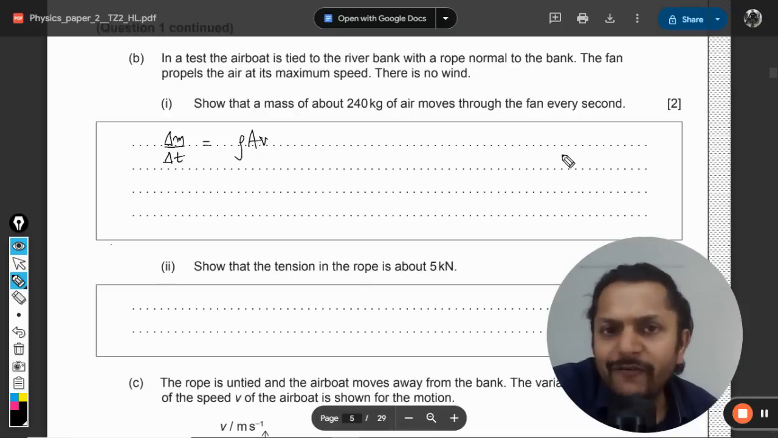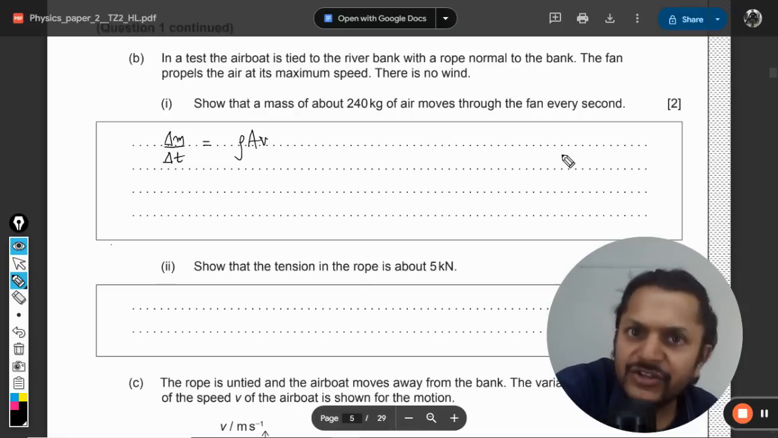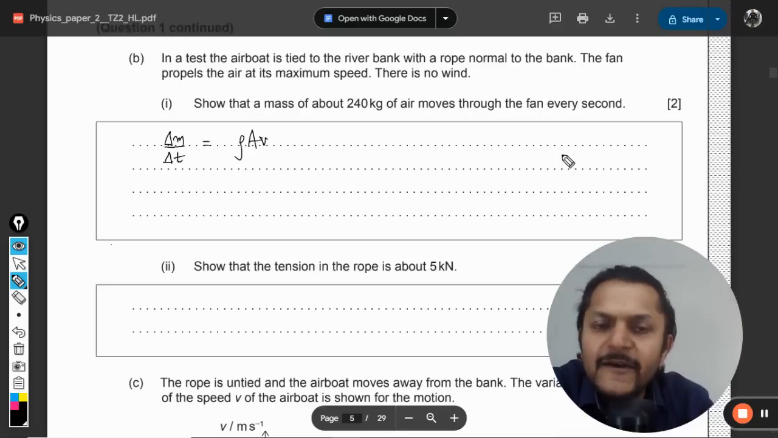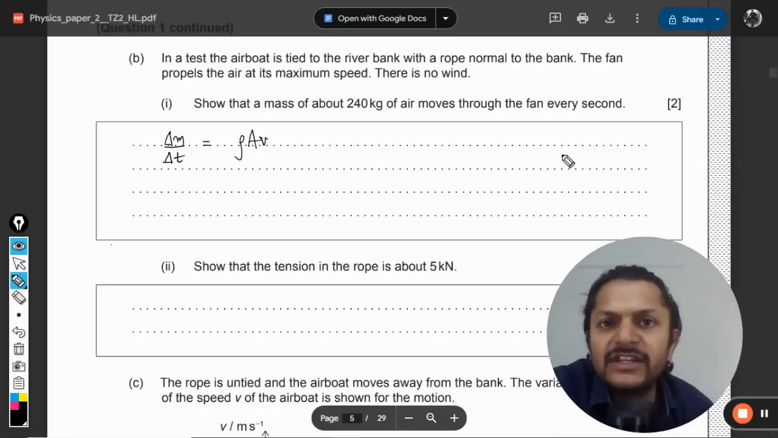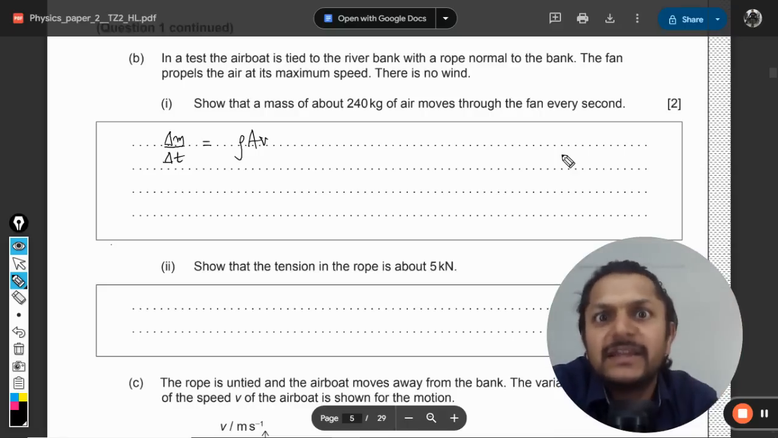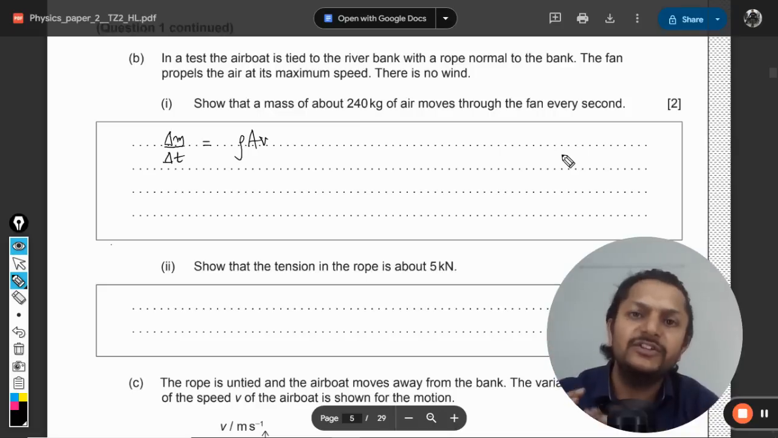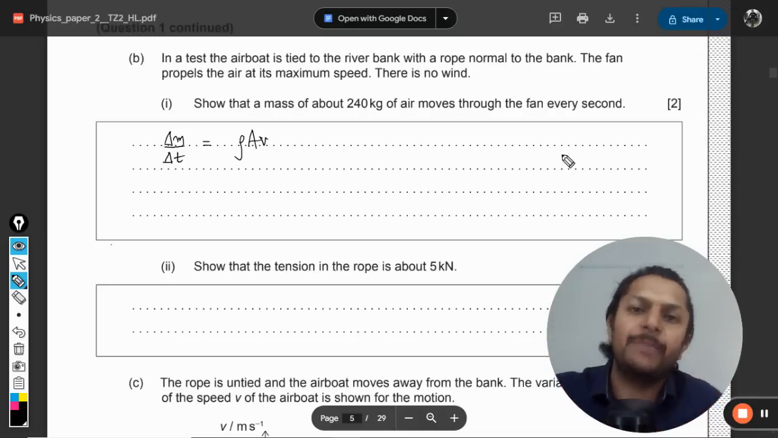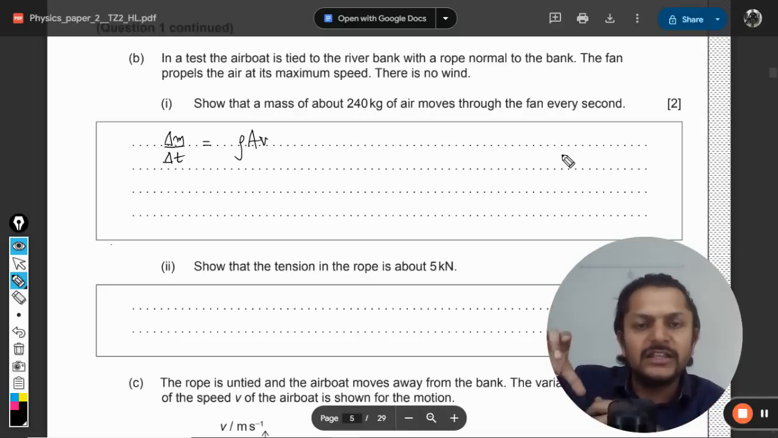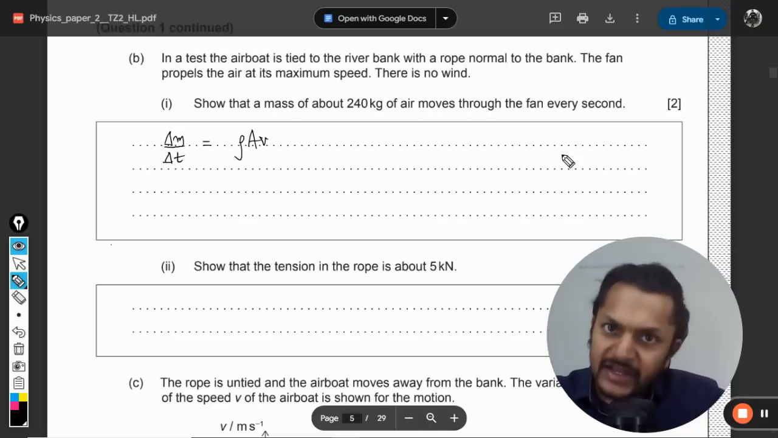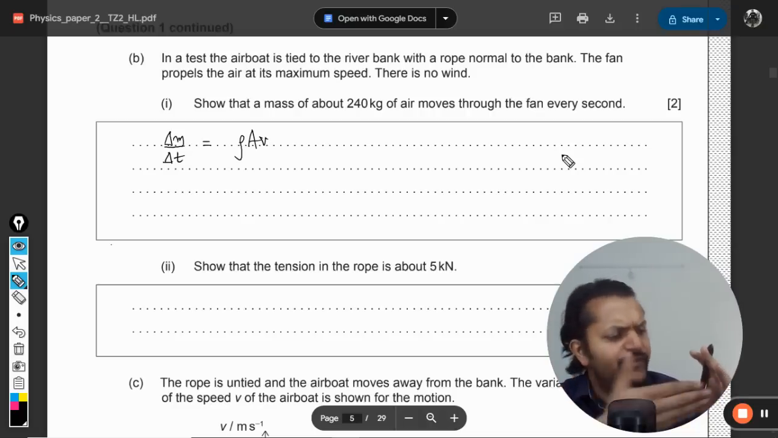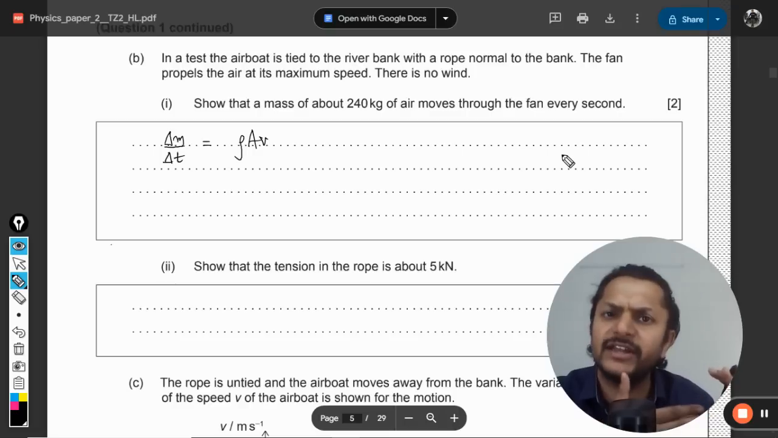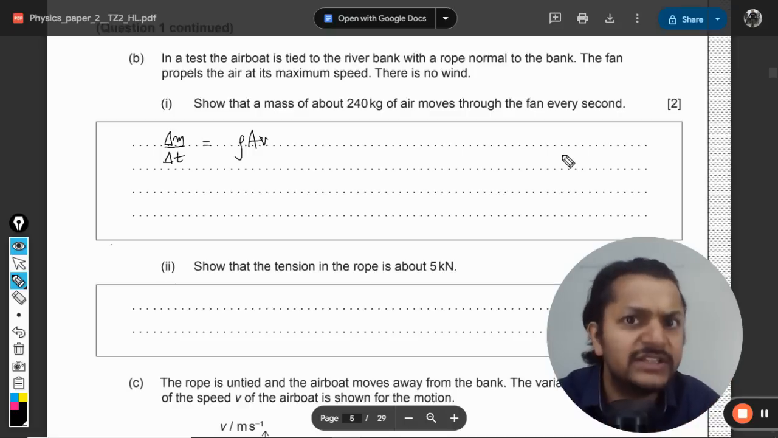The students who have option B, engineering physics, have fluid mechanics, and in fluid mechanics they have seen the continuity equation. This is exactly the same thing. The continuity equation tells you what is the mass entering the pipe and what is the mass leaving the pipe. Similarly, in this case, we are just assuming it to be a pipe. The area swept by the fan acts like a pipe, and the wind is blowing in and the air is going inside of it. So we are using the same formula.